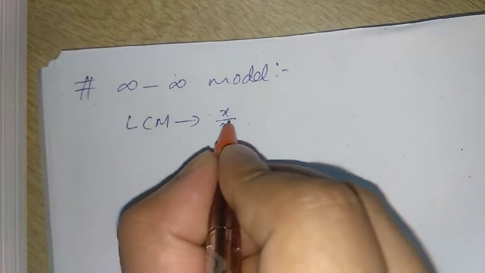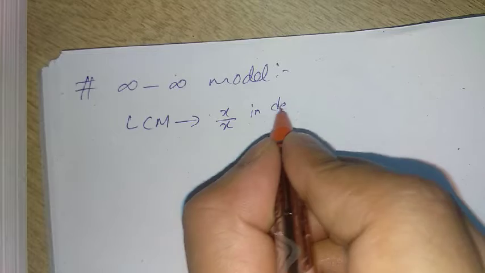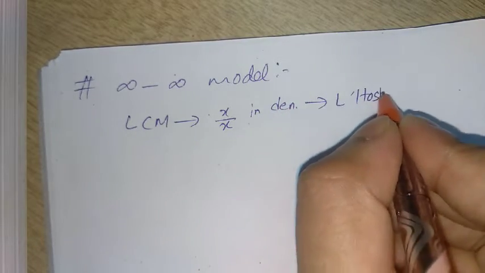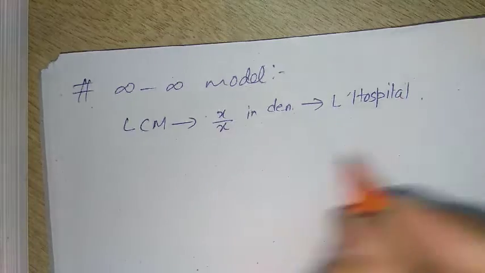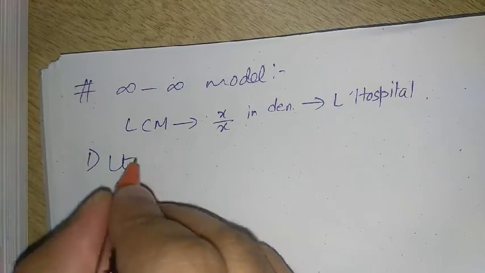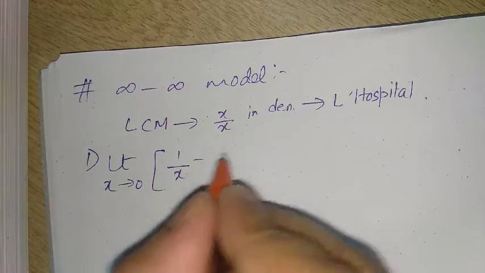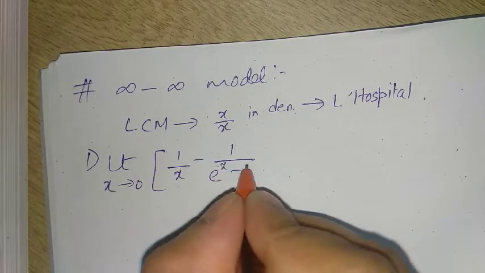So to solve this problem, what we have to do is first take the LCM, then multiply and divide by x in the denominator, and then use L'Hopital. Okay, so let us do an example. First question: limit x tends to 0, 1 by x minus 1 by e to the power x minus 1.